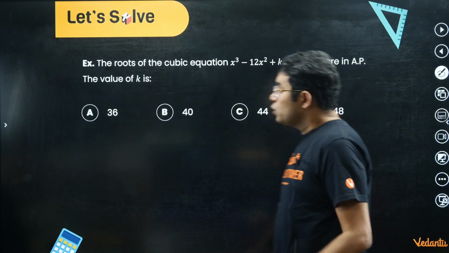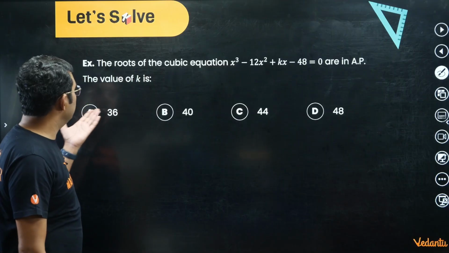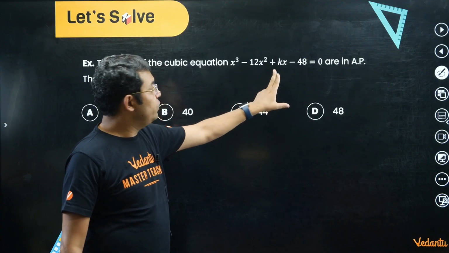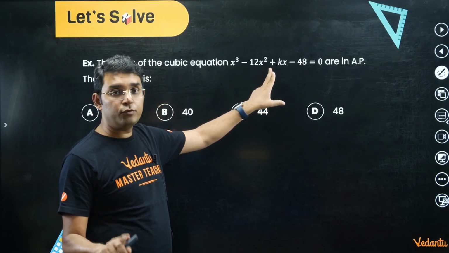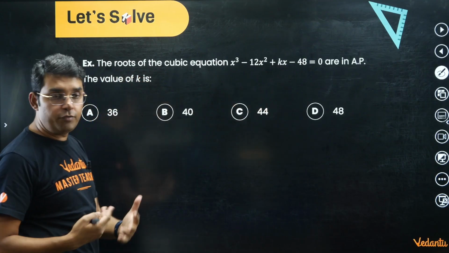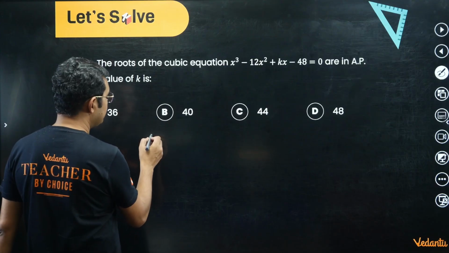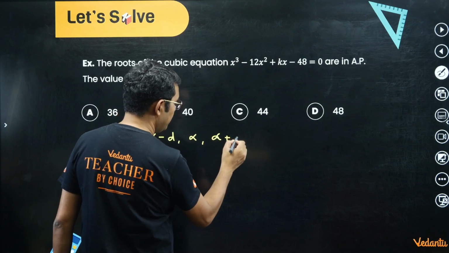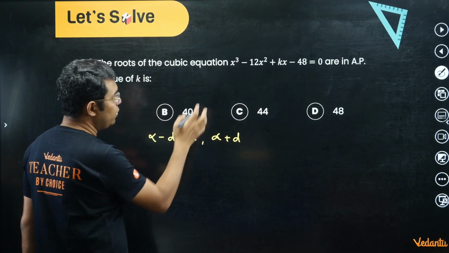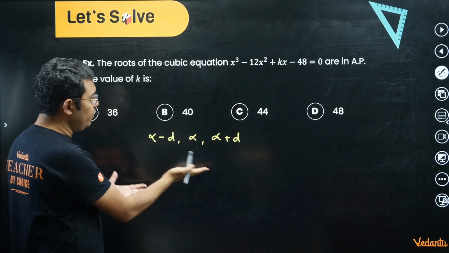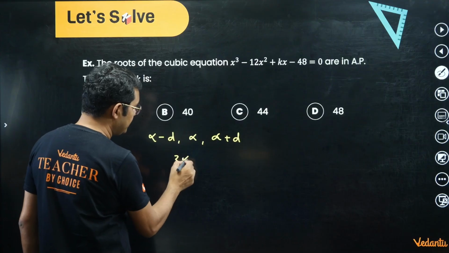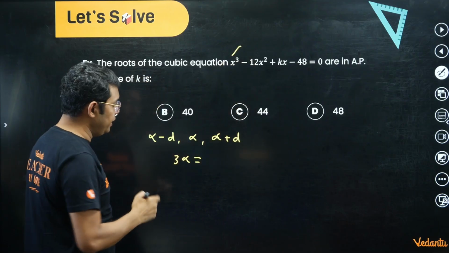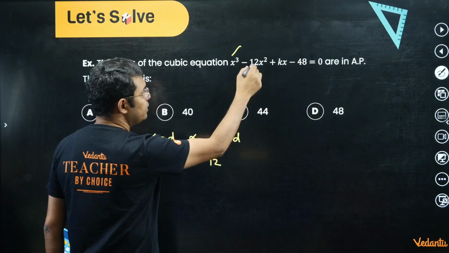Now this question: roots of the cubic equation are in AP. The value of K is. Now sum of roots we know, product of roots we know. We do not know sum of product of roots taken 2 at a time, from that theory of equations. So if I take roots as, let's say, alpha minus D, alpha and alpha plus D, because again sum we know and 3 roots are in AP, so we will be taking like this. So 3 alpha will be the sum. And why have I taken 3 roots? Because it's a cubic, so only 3 roots can be there, and that is equal to 12, minus B upon A.